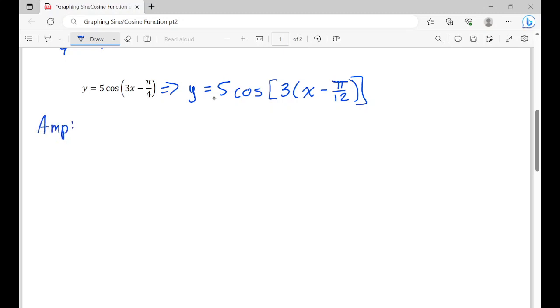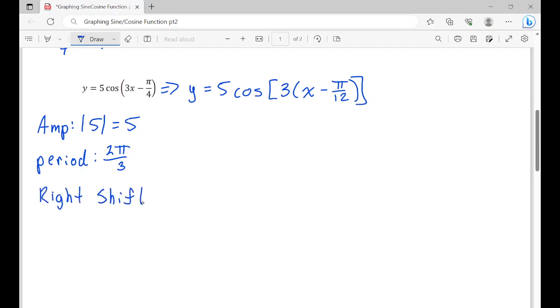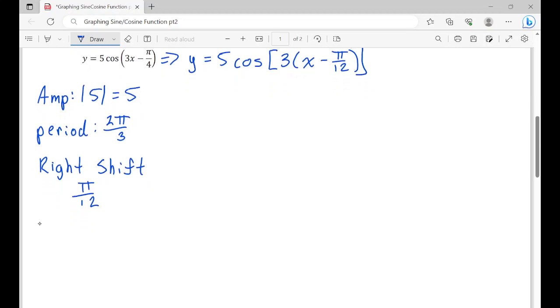Amplitude, absolute value of the coefficient 5, which is 5. Period is going to be 2 pi over k, and k in this case is 3, so 2 pi over 3. And this has been shifted to the right, right shift pi over 12. So my interval that I'm going to graph here is going to start at pi over 12.